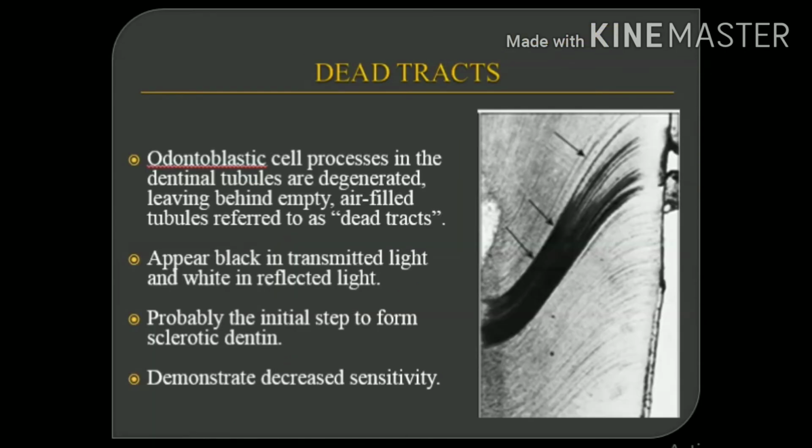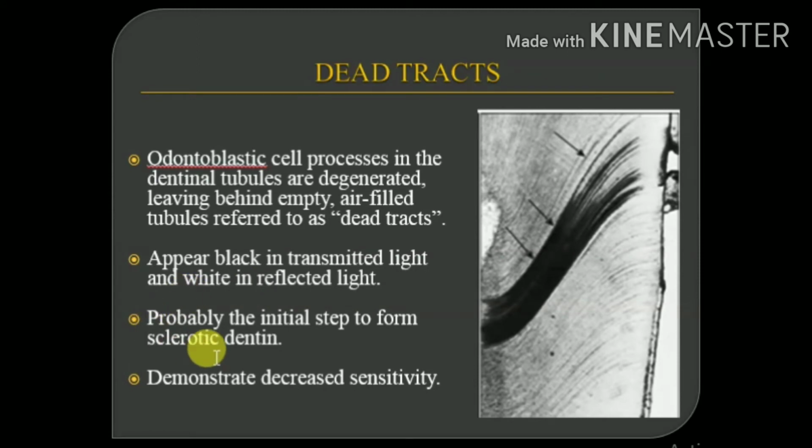Talking of the dead tracts, these are basically the odontoblastic cell processes in the dentinal tubules. They are degenerated. Once they are degenerated, they leave behind empty air-filled tubules referred to as the dead tracts. They appear black in transmitted light and white in reflected light. It is a very important MCQ question. It is quite confusing, they confuse it with the light. So it is black in transmitted light and white in reflected light.